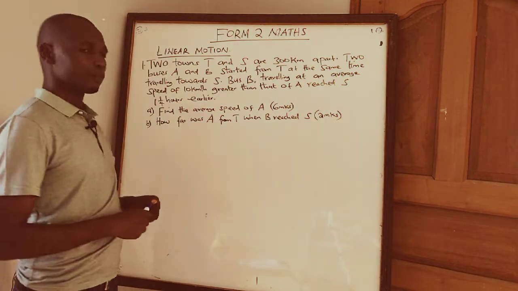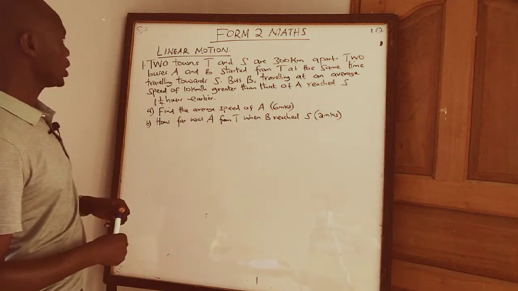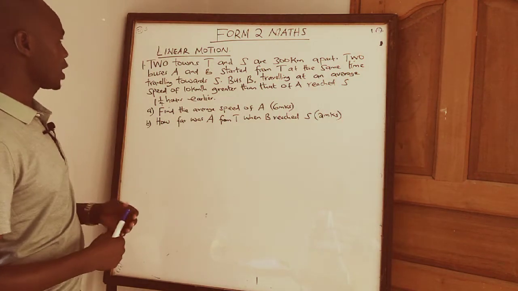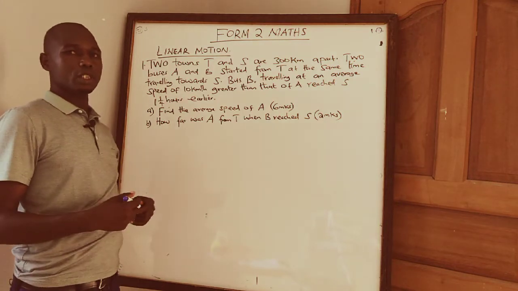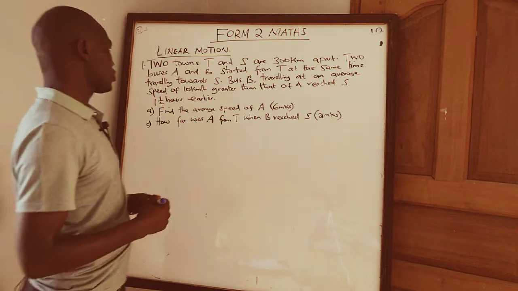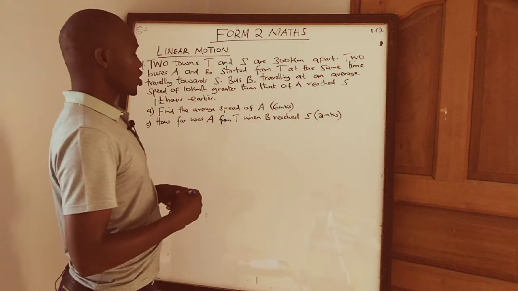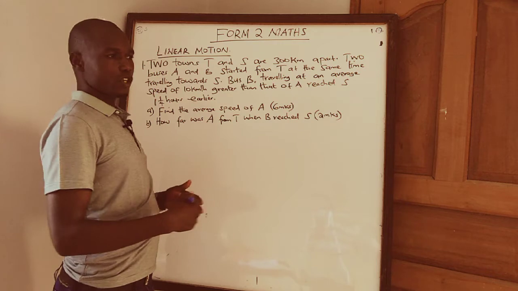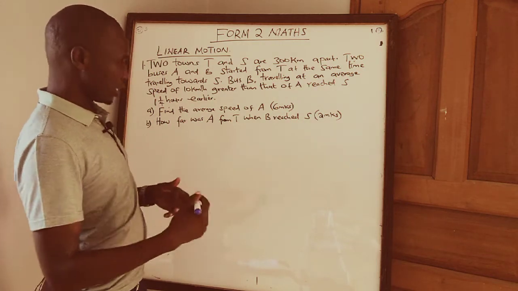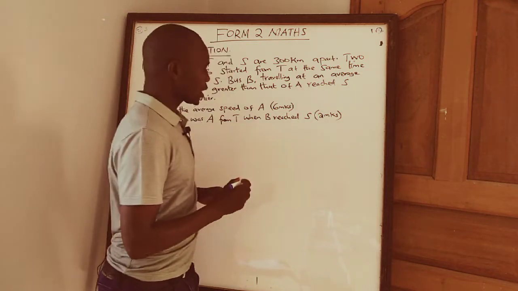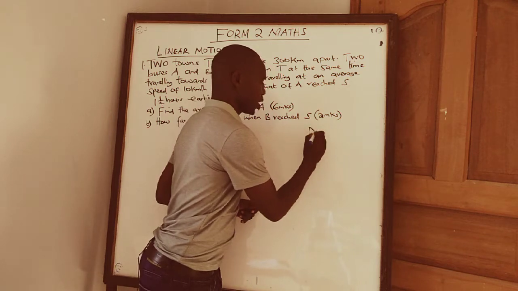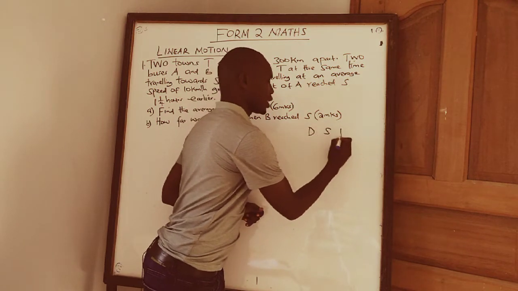Back to the topic of the day, which is linear motion. The word linear means line and motion is movement, and therefore linear motion is movement along a straight line. When you are moving along a straight line, you are consuming time, you are covering distance and moving at a given or a certain rate. That means in this topic under linear motion, we deal with distance, we also deal with speed and time.